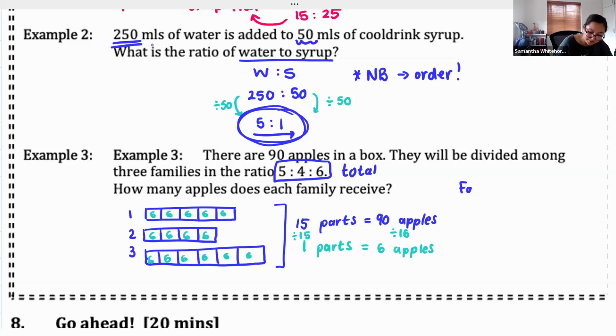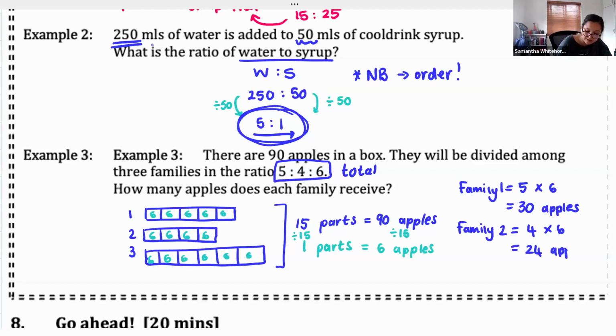So family 1 was 5 parts, and for 5 parts, we've got 6 apples for every one of those parts. So they're going to get 30 apples. Oh, so maybe I should say family 1 here. Family 2 was represented by 4 parts, and every one of those 4 parts was 6 apples, so they get 24 apples. And family 3 had the most parts, 6 parts, where every part is 6 apples. So they're going to get 36 apples.